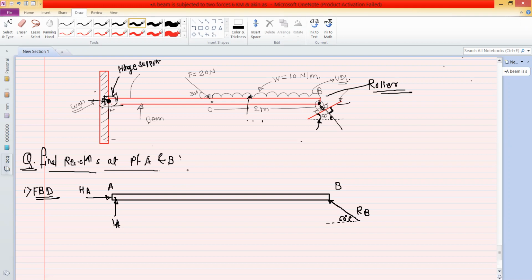Now after the reactions, we have to show the point load as it is on the beam AB. There is only one point load, F equal to 20 Newton, acting at 30 degrees. This is the point C, and this is the point load acting at point C. It is 20 Newton at an angle of 30 degrees.